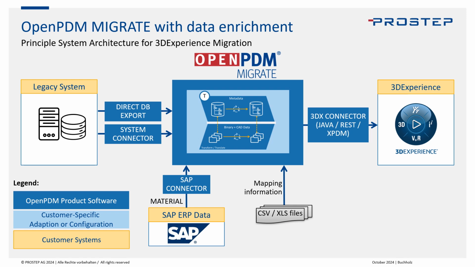Last but not least, we of course need to import the data into 3DEXPERIENCE, and there we have the possibility to use different APIs. In that case, we can use either the long-time available Java API, we could also use the quite new REST API, and last but not least, we can also use XPDM. XPDM is an interface that is provided by 3DEXPERIENCE to import all kinds of data, but especially with XPDM, you can also import CAD data.